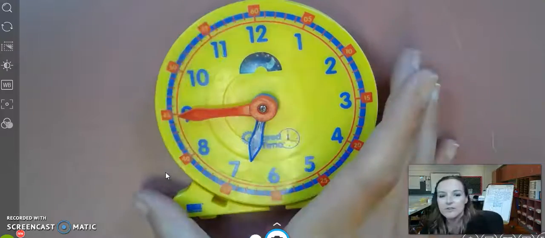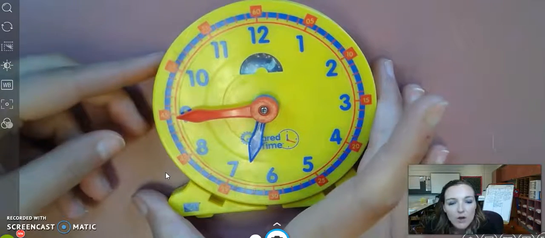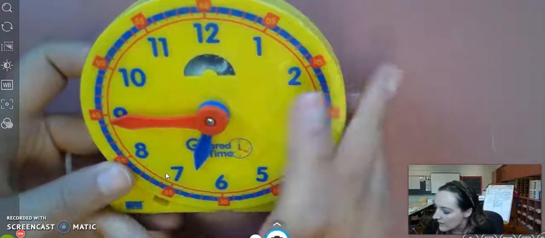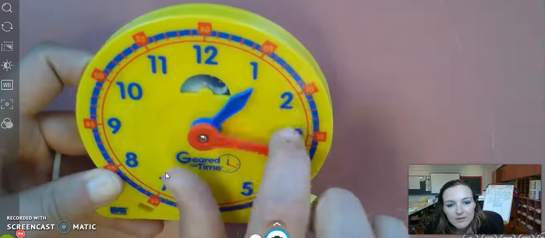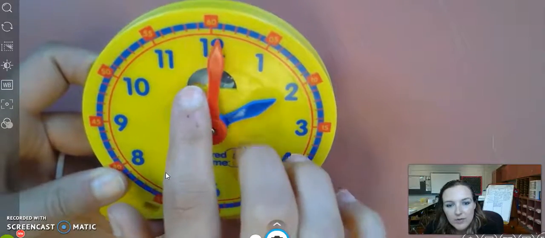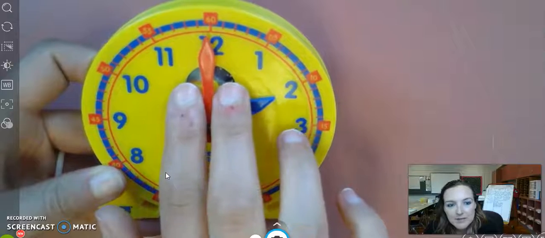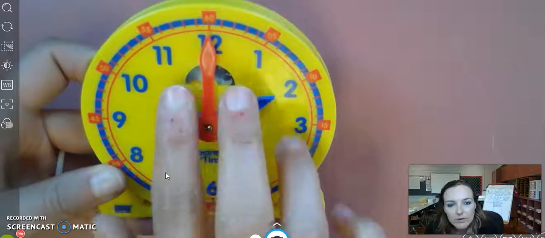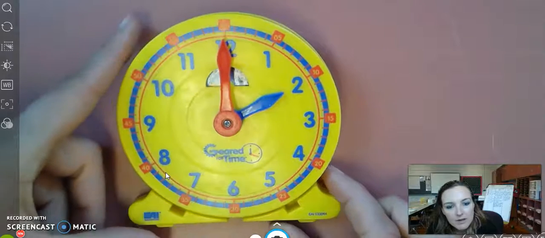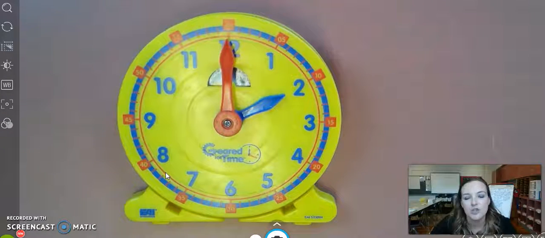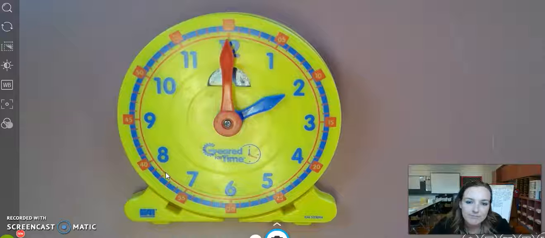So I want you to first set your clock to 2 o'clock. So we want the hour hand to be on the 2, and we want the minute hand to be on the 12. That stands for o'clock. So make your clock look just like mine. All right, so it says 2 o'clock now on our clock.